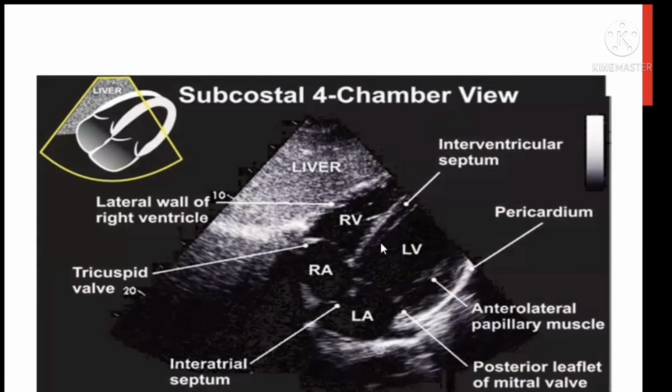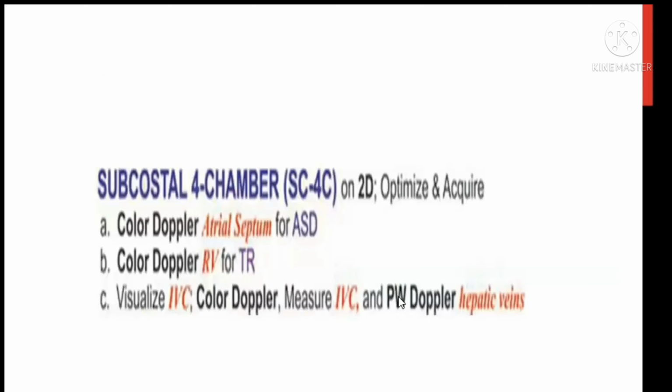Same liver here. So you can assess ASD, also the right ventricle or TR, and the IVC can be assessed. You can do longitudinal or transverse from this view, and also the hepatic veins.